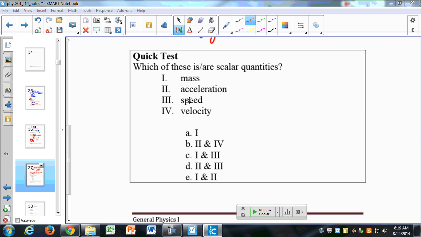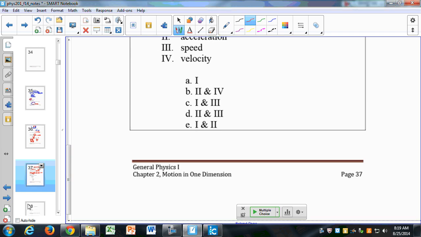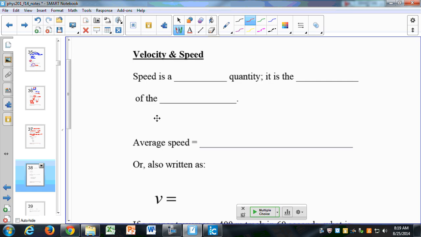Yeah, 1 and 3. So mass and speed are both scalar quantities. Very good. Okay, so speed is a scalar quantity, as I've already said. It is the magnitude of the velocity. And we have some definitions for speed. First of all, the average speed is the total distance divided by the total time.